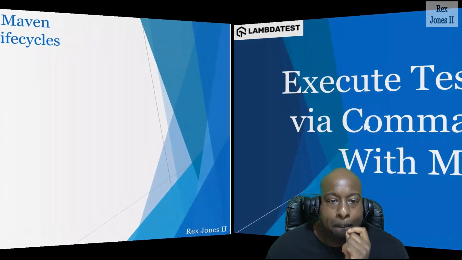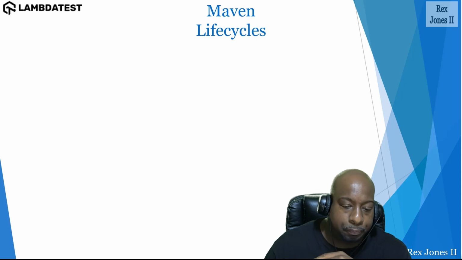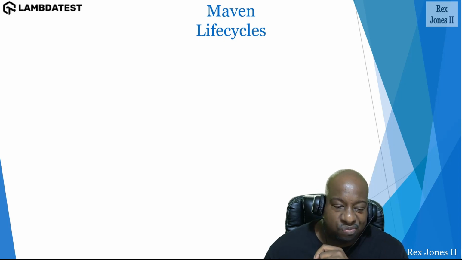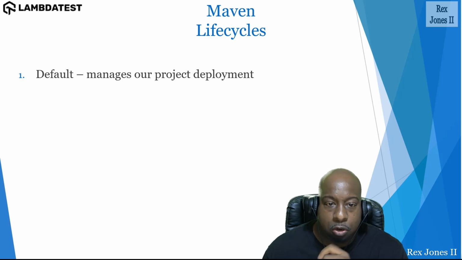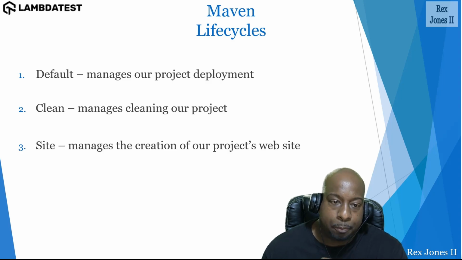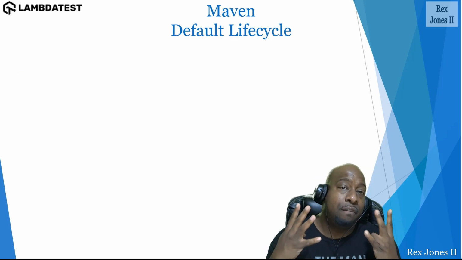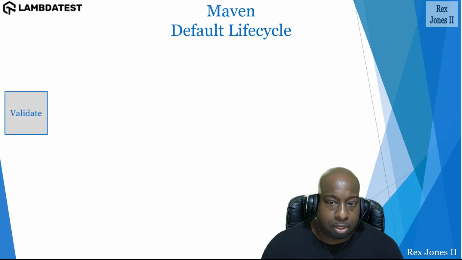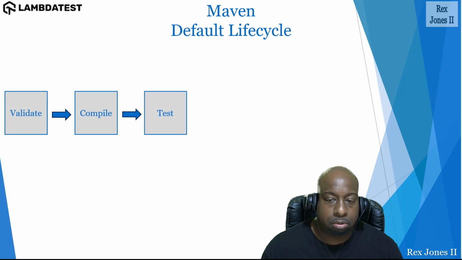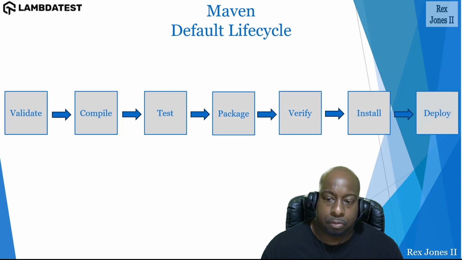There are 3 built-in Maven lifecycles. We have default, clean, and site. The purpose of default is to manage our project deployment. Clean manages the cleaning part of our project, and site creates our website. We will focus on the default lifecycle, which has 7 phases: validate, compile, test, package, verify, install, and deploy. Those are the 7 phases of the default lifecycle.